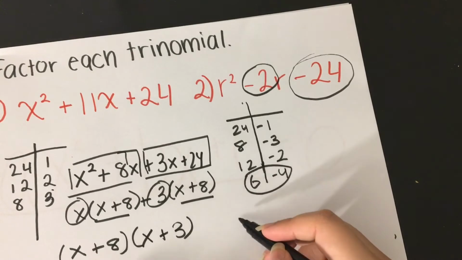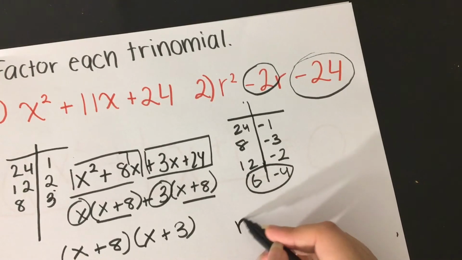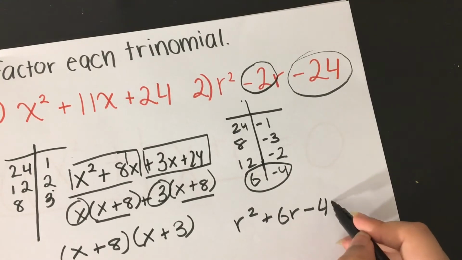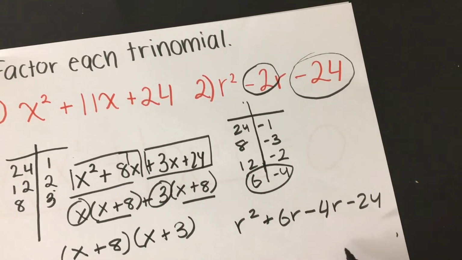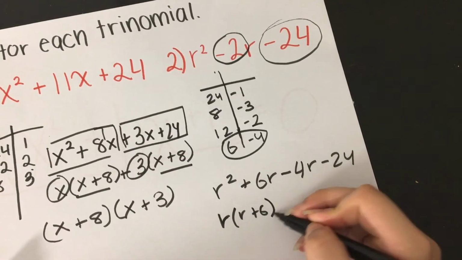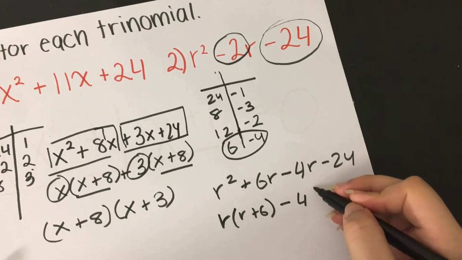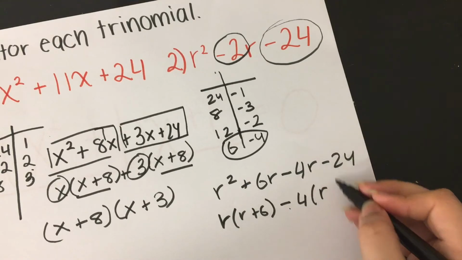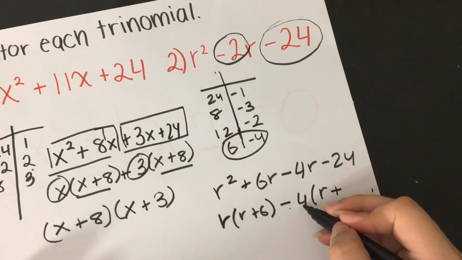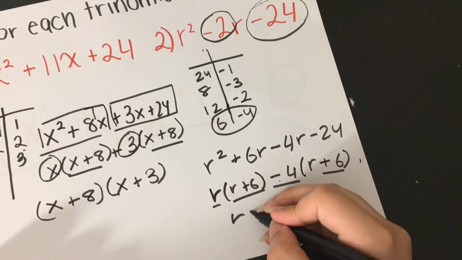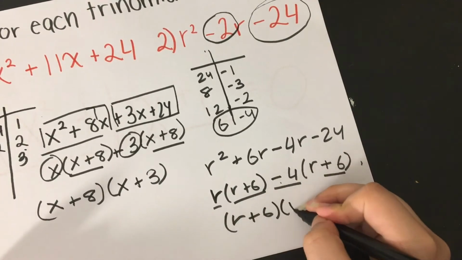So let's rewrite this equation again, and don't forget the negative. R squared plus 6r minus 4r minus 24. Let's factor that out again. So pull out a GCF again, r plus 6 minus 4. Now, because we use the distributive property, because there's already a negative here, this is going to be a positive here. And 4 times 6 is 24. These are the same value. This is right here, so we're going to rewrite it as r plus 6 times r minus 4.